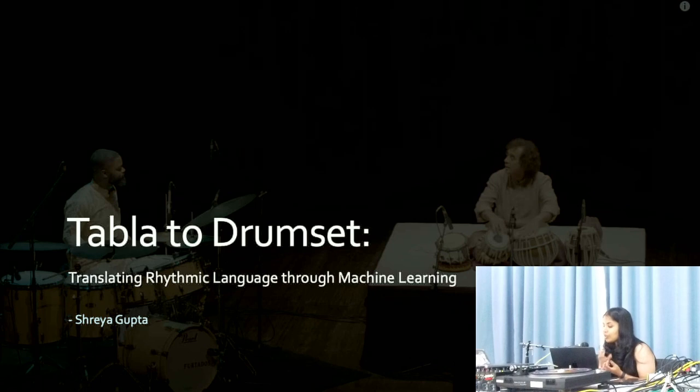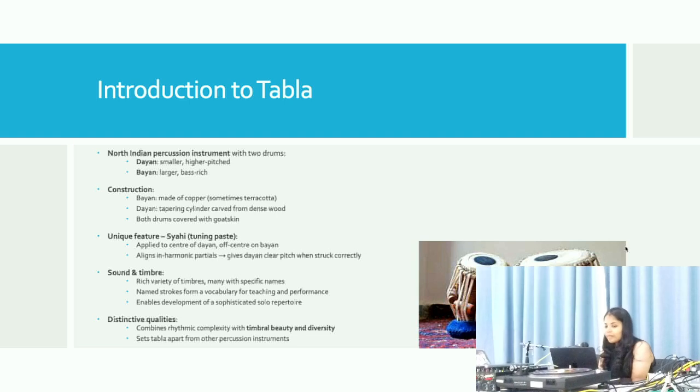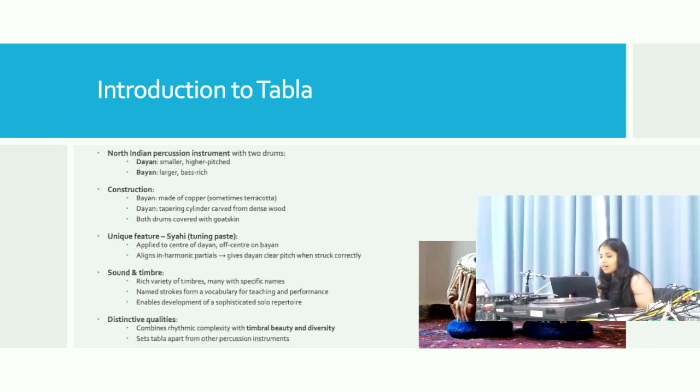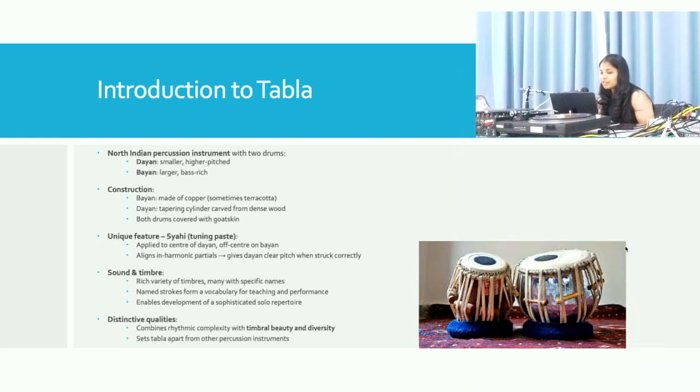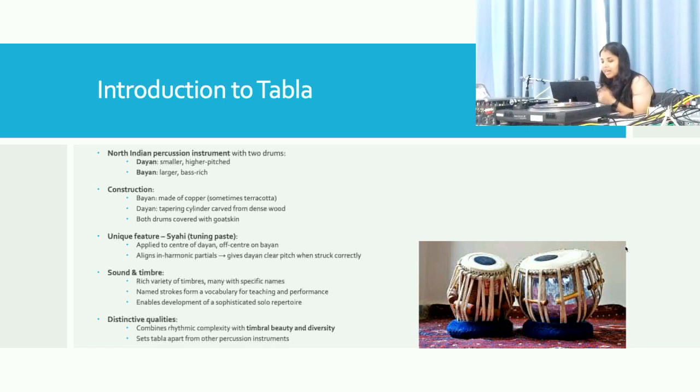Built on stroke detection, pattern prediction, and cross-instrumental mapping, the idea is that this system acts as a rhythm translator. So just to describe a little bit what tabla is, it is a North Indian percussive instrument made of two drums, daya and baya. The daya is the smaller one, which is a bit high-pitched in comparison to baya, which is larger and has more of a bass sound.